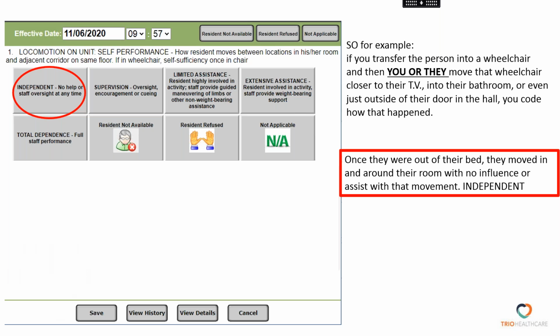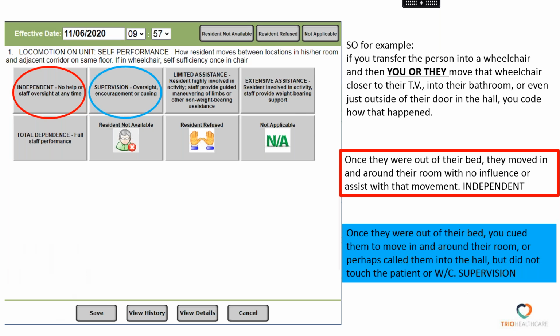Independent would be once they were out of their bed, they moved in and around their room with no influence or assistance with that movement. That's independent. Supervision means that once they were out of their bed, you cued them to move in and around their room, or perhaps called them to the hall, but didn't touch the patient or the wheelchair. This is supervision.